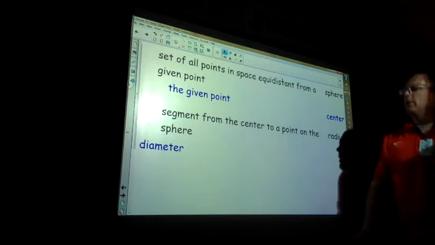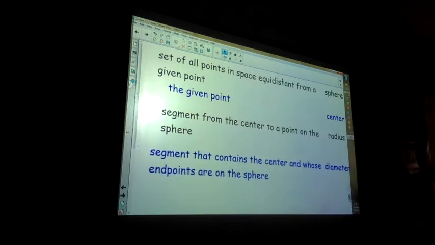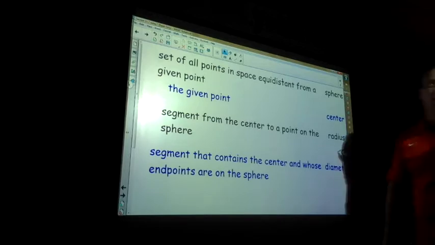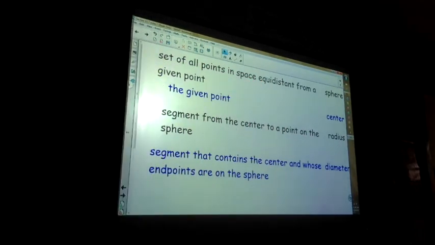It's 3D. And the diameter is the segment that goes from one side of the ball to the other side of the ball that also includes going through the center of the ball. It'd be the longest segment you could create. There's an infinite amount of diameters in a sphere. Cool? Seem good so far?